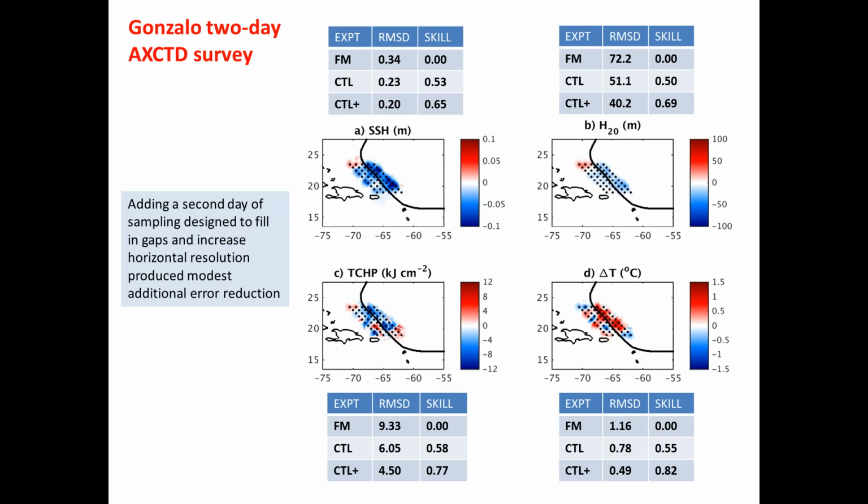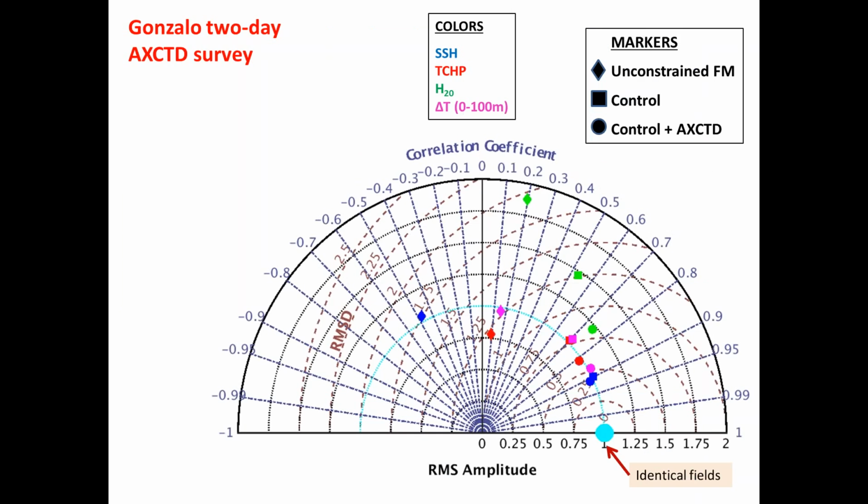It's hard to do a consistent visualization of what's happening here, so I'm going to look at these issues using a Taylor diagram for the 2-day AXCTD survey for Gonzalo. What I show here are the 3 markers, the shapes. Diamond is the unconstrained forecast model, square is control, circle is control plus AXCTD. The 4 colors show the 4 different variables.